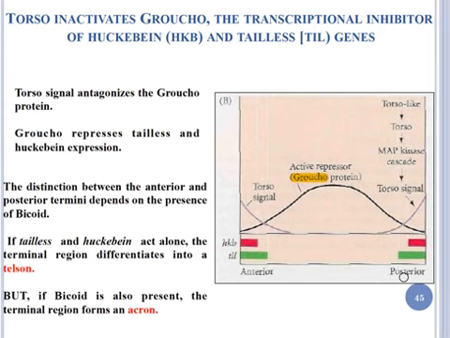Okay, it's able to inhibit torso expression, so we don't have any acron or telson between the anterior and posterior extremities of the embryo. Okay, you only need to know this information from this slide. You don't have to go through talus and hook vein. Okay, this is not required. You only have to know what I explained right here on the graph.